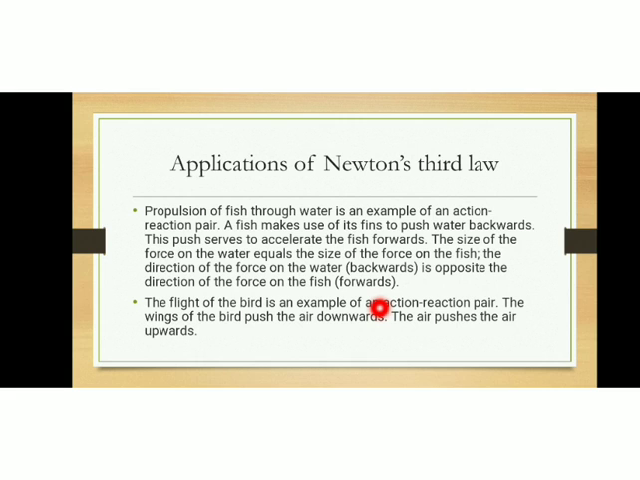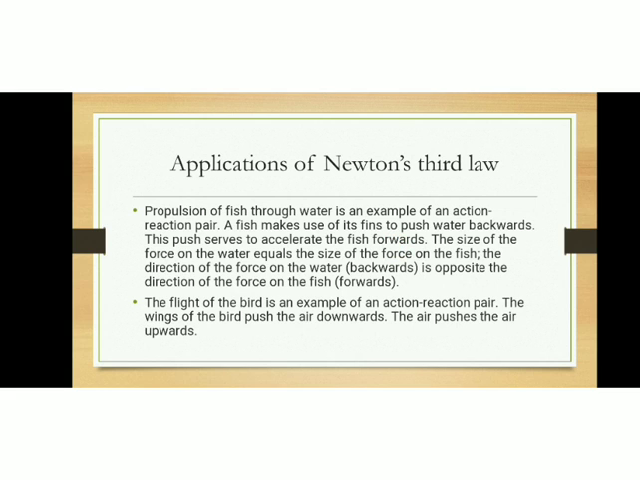So nothing much difficult. See, just consider the fish uses its fins to push water backwards. That means the fish exerts a force on the water in the backward direction. So water exerts a force on the fish which will be in the forward direction, and due to that forward force the fish moves forward.